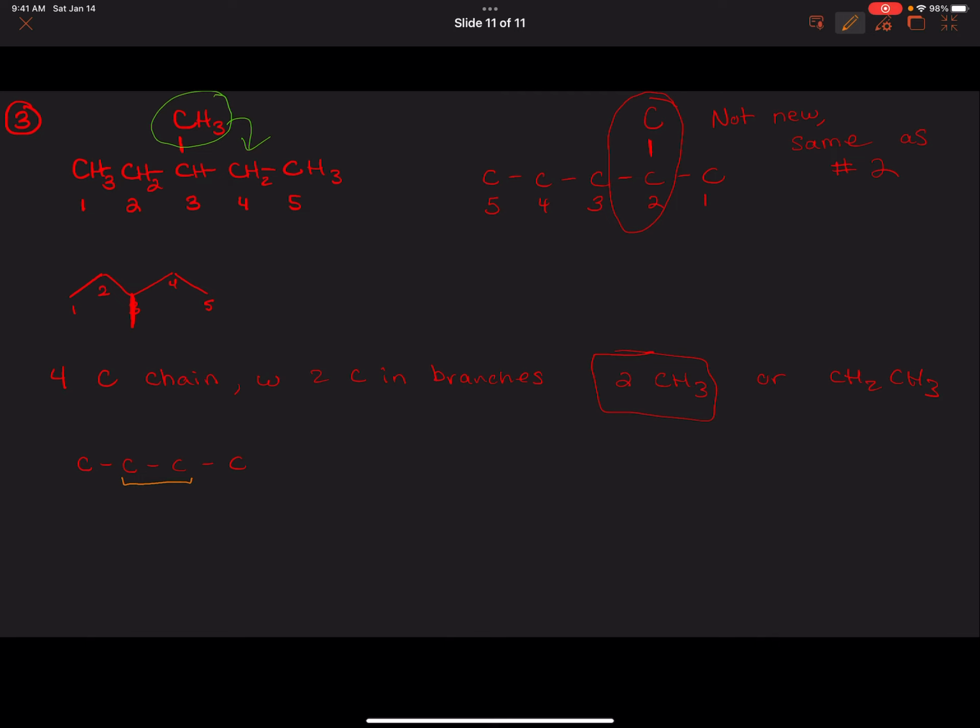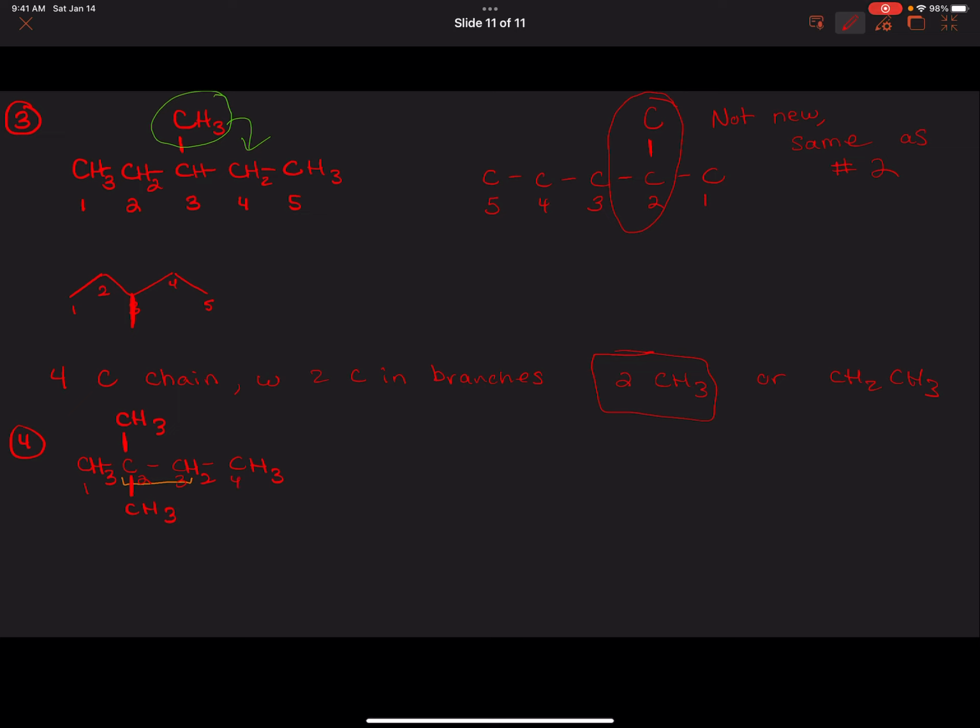When I go to place those branches, remember my carbon can form 4 bonds. So on my first carbon, I could put both branches on that carbon, or I could put both branches on different carbons. If I put both branches here, that gives my carbon 4 bonds, and I can fill in my hydrogens. This is now a new structure. This is my 4th isomer. And in this structure, we've got 2 branches on carbon 2.